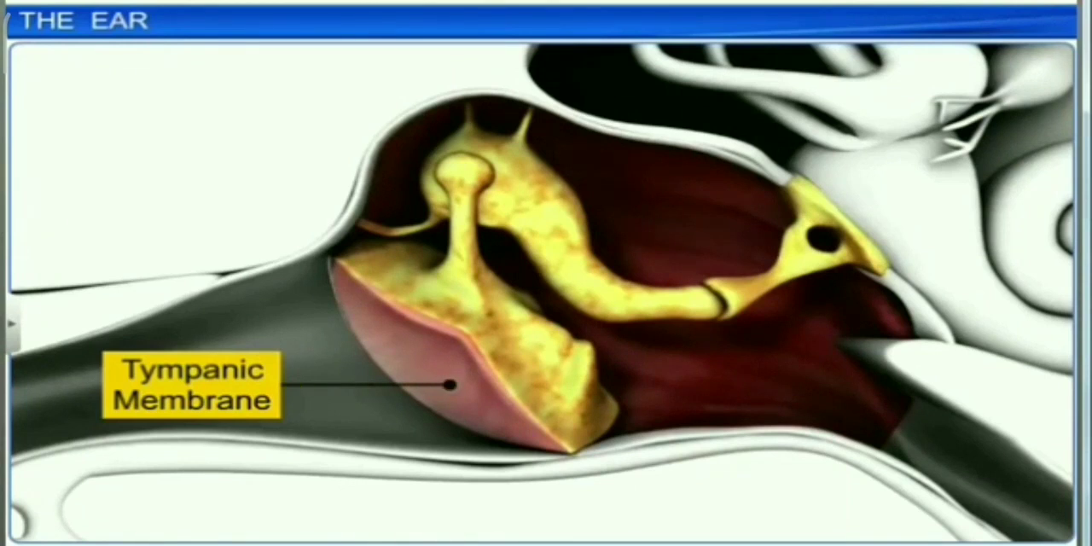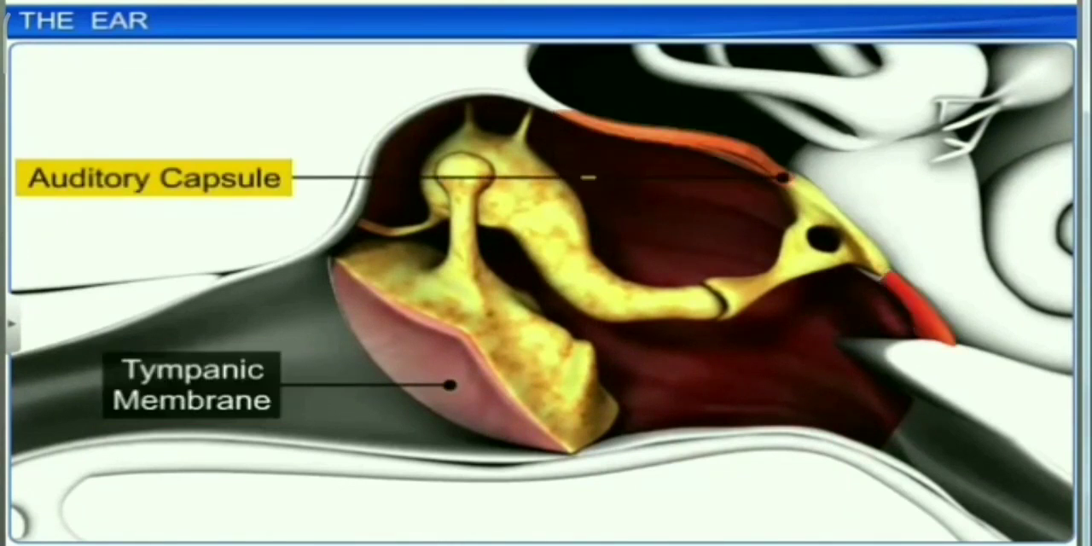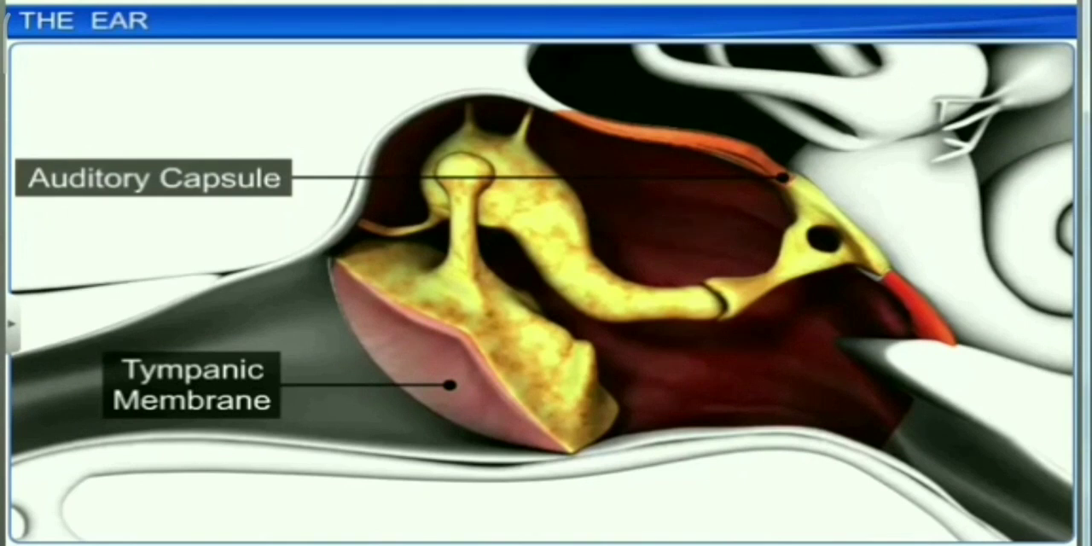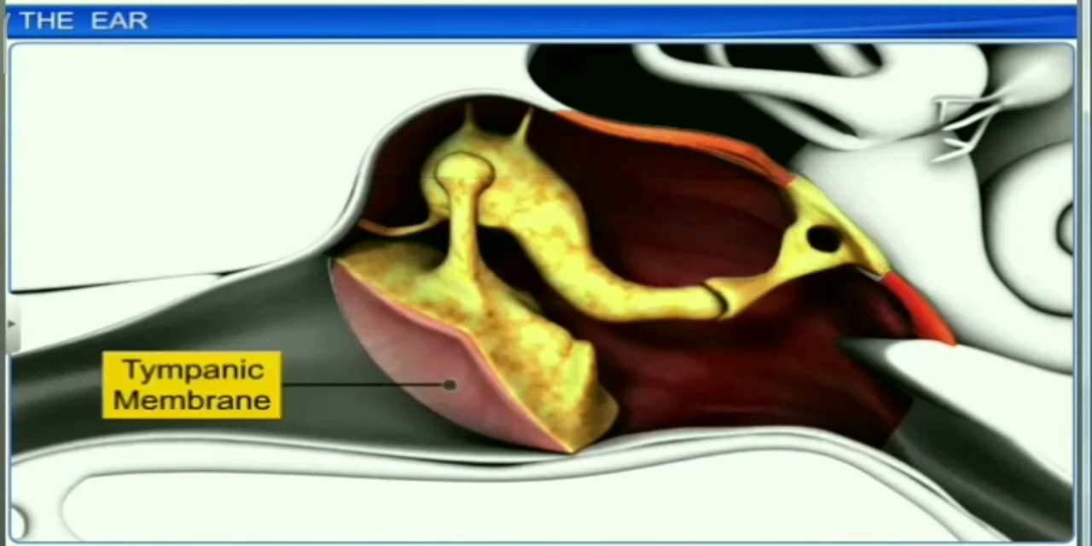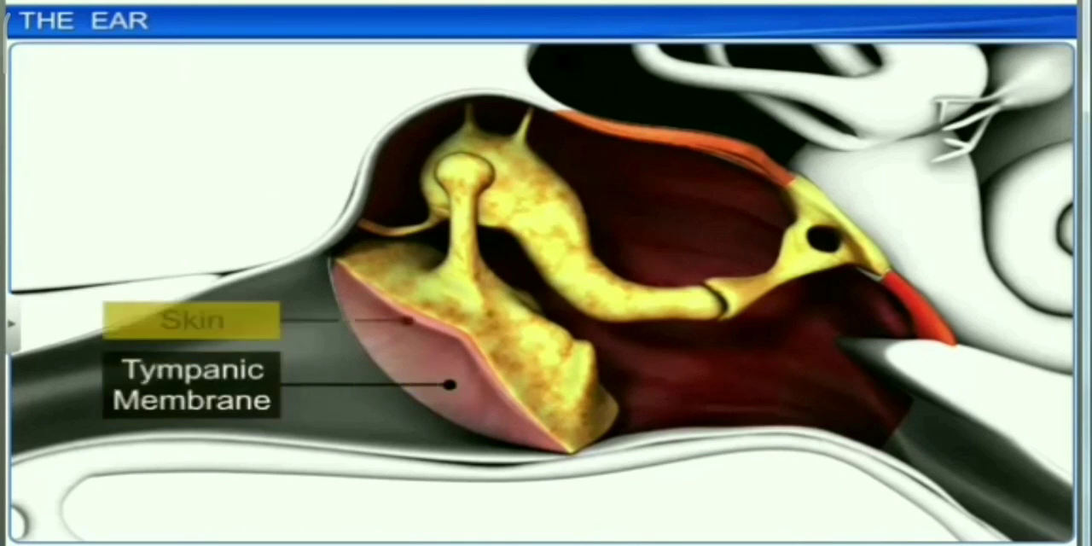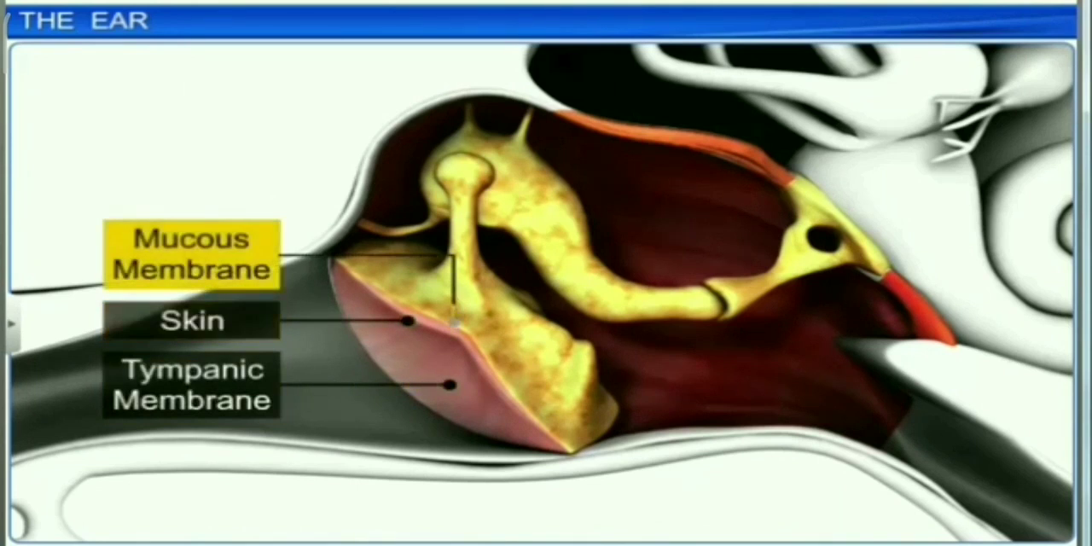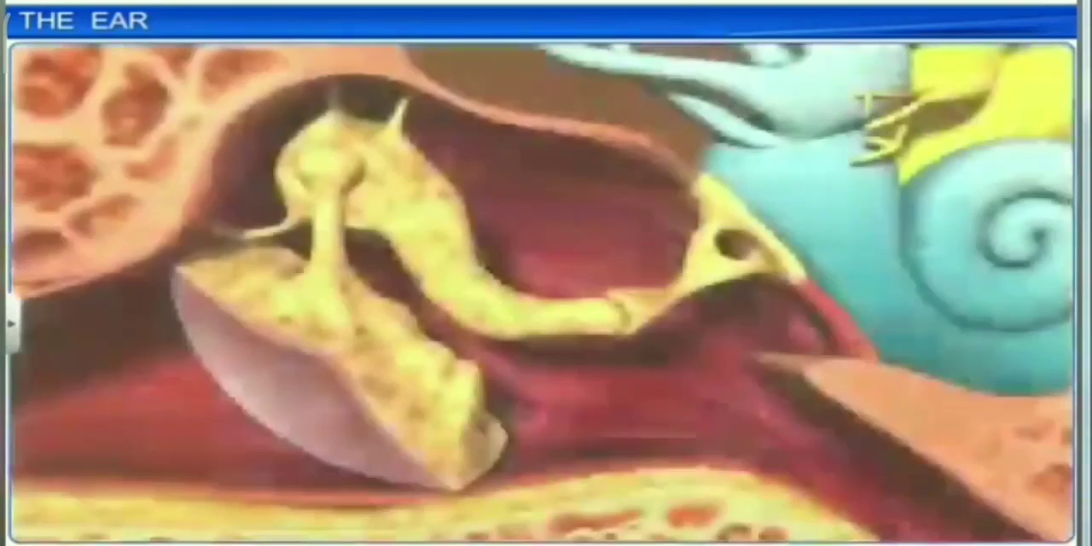The tympanic membrane is formed by connective tissue. Here it is covered by skin on the outside and mucous membrane on the inside.